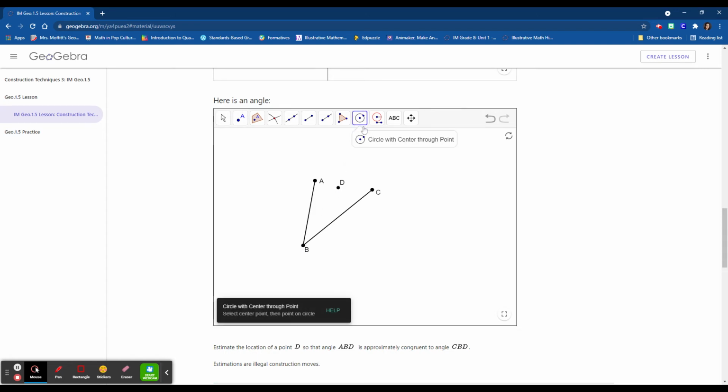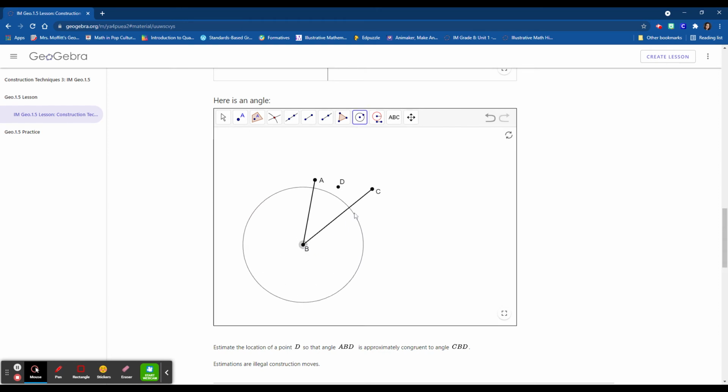So I'm going to click on my circle with a center through a point. I'm going to click on point B to make that the center of my circle. And again, it doesn't really matter how big I make this circle as long as I can see where it intersects both sides of my angle. Like this would be way too large, but pretty much anything smaller than this is just fine as long as we can see where it intersects.